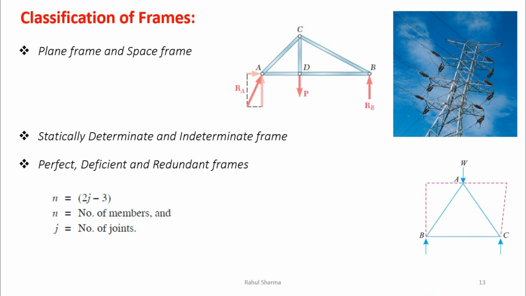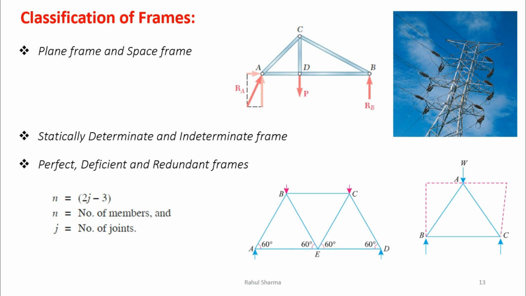For example, in this object, there are 3 members, AB, BC and AC. If I talk about the joints, there are 3 joints, A, B and C. Now if I put the value here, n will be 3 because there are 3 members, and 2j minus 3, j is again 3. So 2 into 3 is 6, 6 minus 3 is 3. So left hand side is 3, right hand side is 3. So this is a perfect frame.